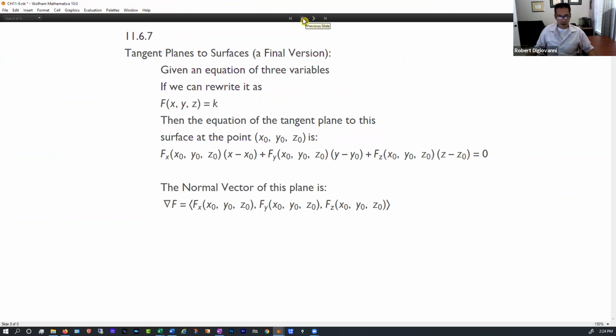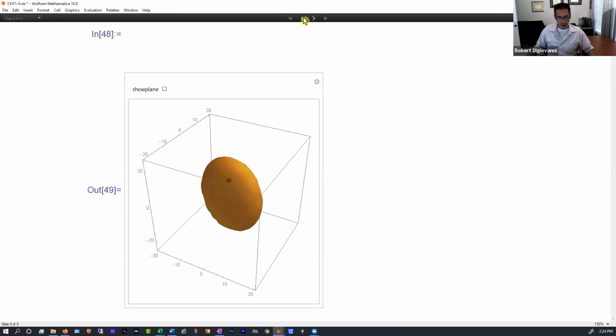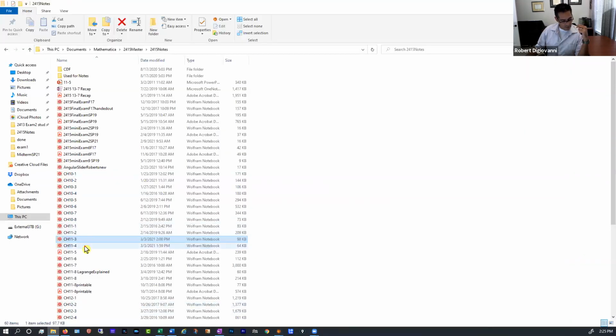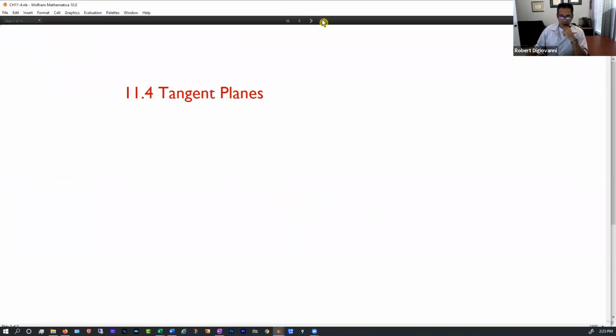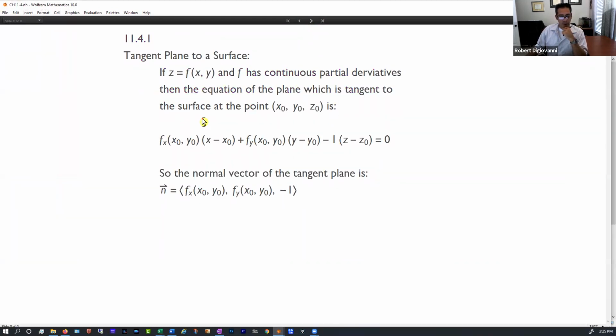Let's do one more thing, and then I think I'm going to have you do that problem. Let me get to the last thing here today, which is tangent planes to surfaces. We already talked about tangent planes to surfaces back in a previous section, I think it was 11.4. We talked about tangent planes, and I gave you a formula. Here was the formula. It said that if z is a function of 2 variables, then you can always find the equation of the tangent plane by using this formula.